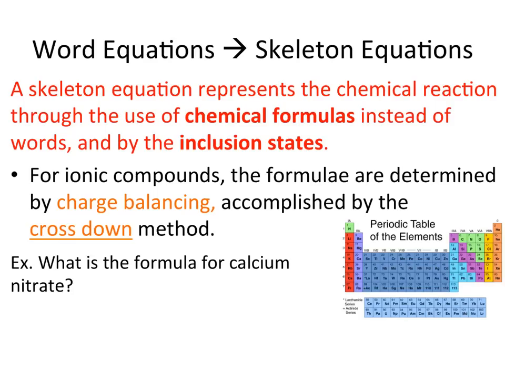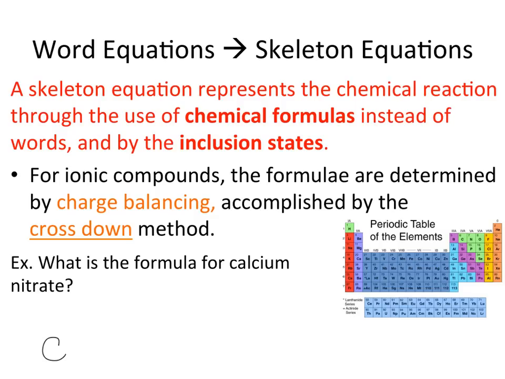Now remember, ionic compounds, you'll frequently see these in the skeleton equations, and the way that we come up with the formula is through the cross-down method, and this allows for charge balancing. So if you don't remember what the cross-down method is, or that doesn't seem familiar to you, let's just do an example here. What's the formula of calcium nitrate?